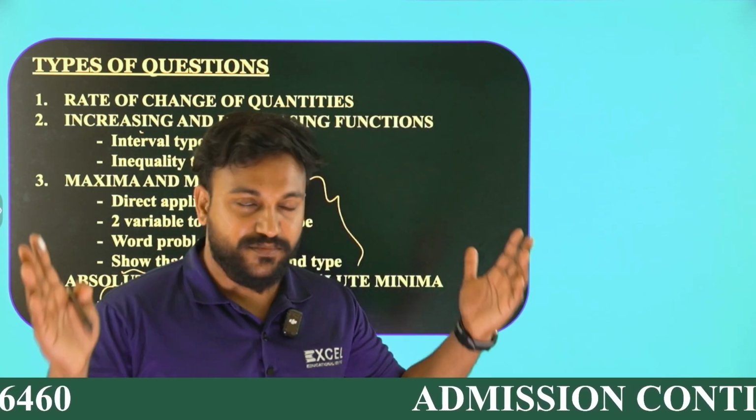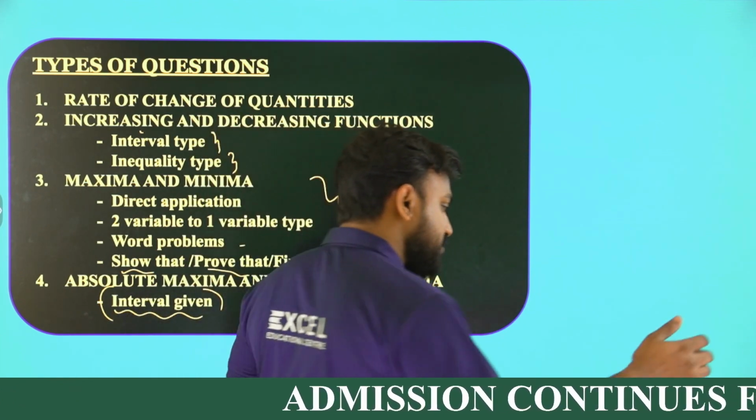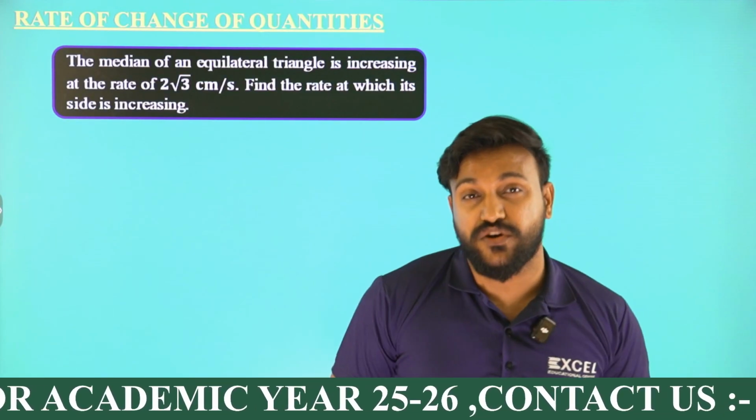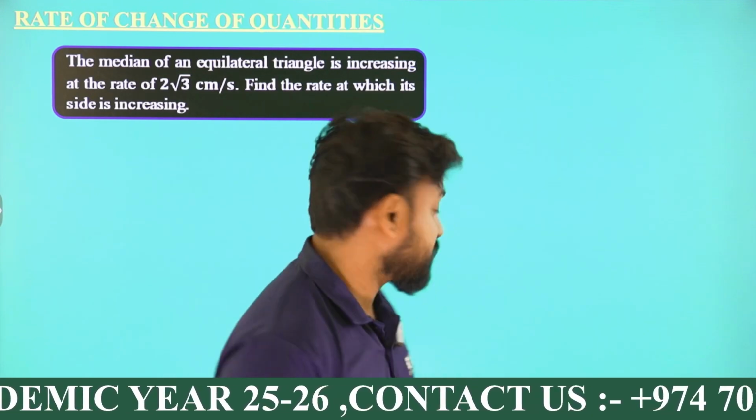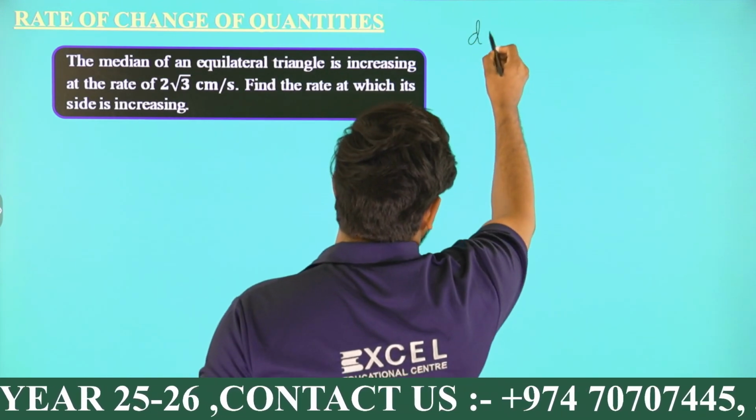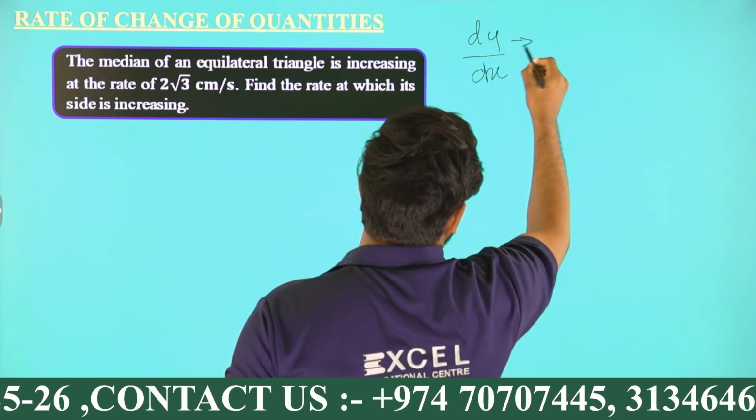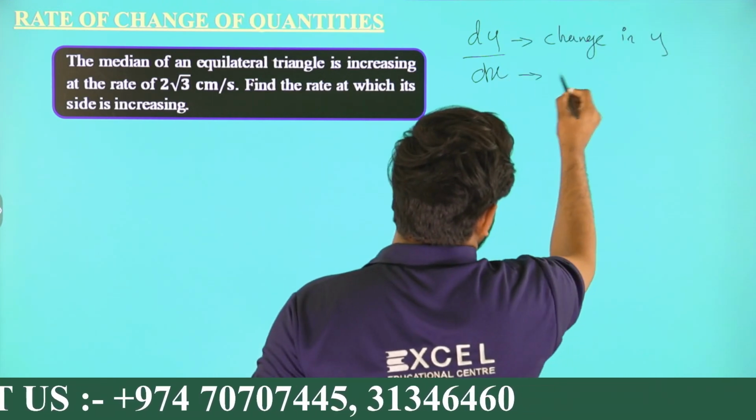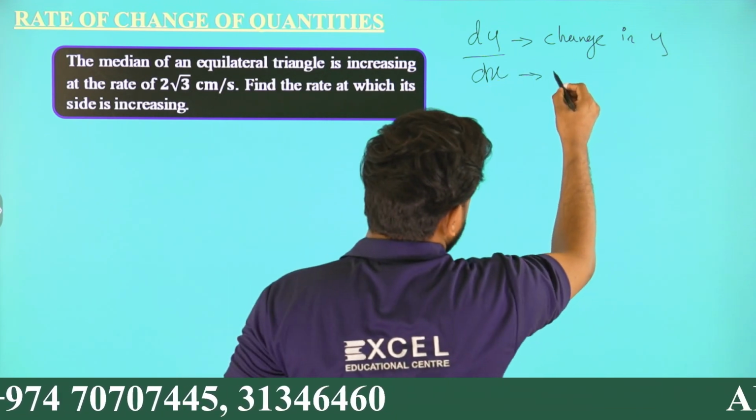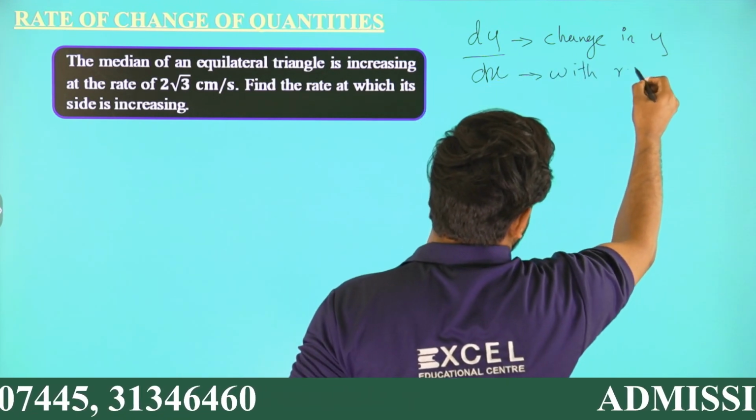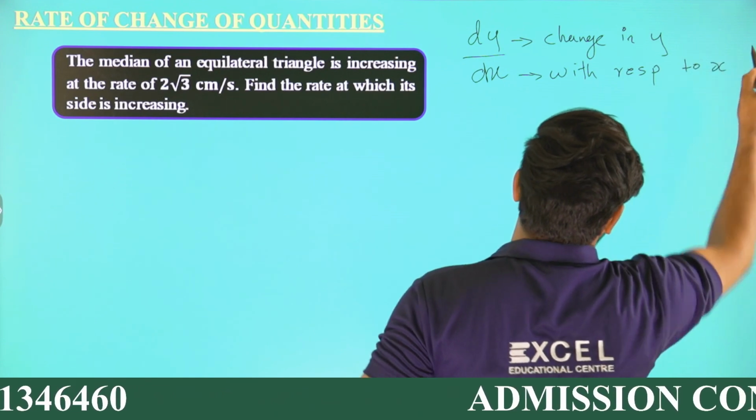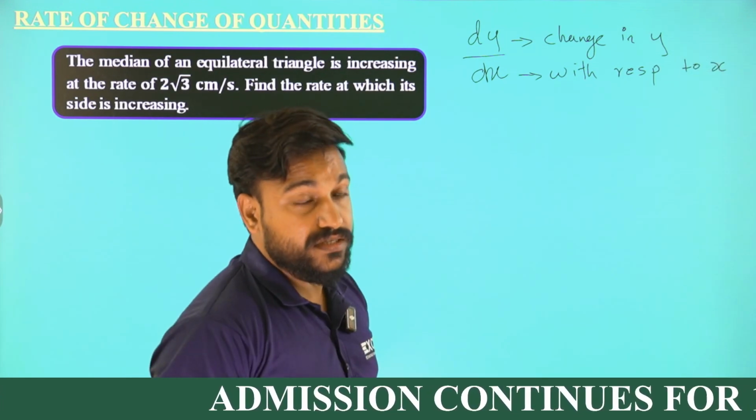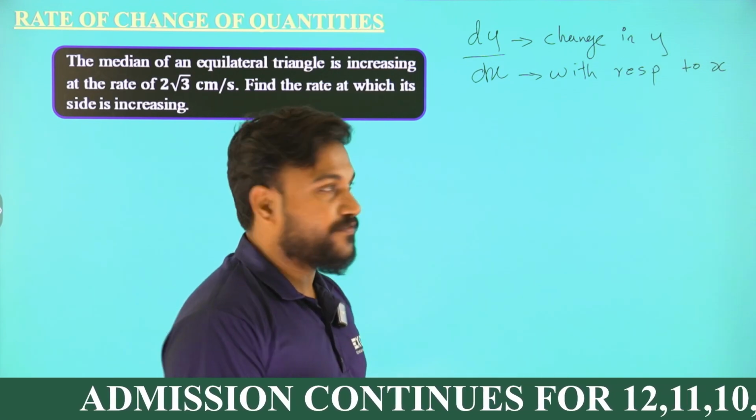Okay, without wasting time, we can move into the first question. The first question is from the topic rate of change of quantities. What is rate of change of quantities? Actually, I think you all know what dy by dx is. What is dy by dx? Change in y. What is at the denominator? x is at the denominator. So it is the change in y with respect to x. So y is changing with respect to x. That means when x is changing, y is also changing at a specific rate.